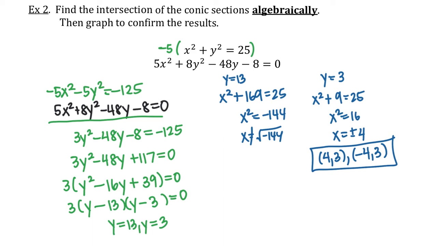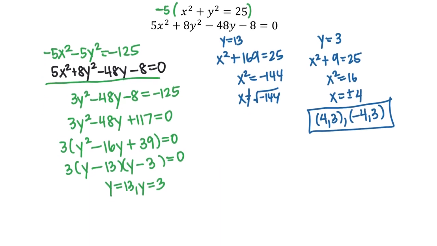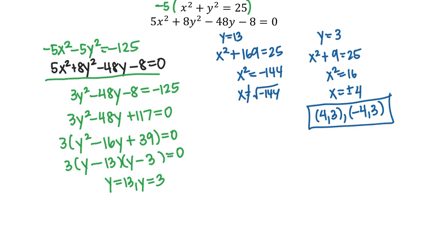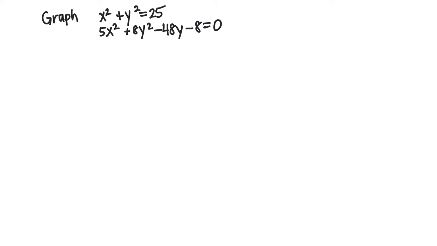Okay, but now that we know how to graph them, I'm going to graph them to make sure that that is in fact where they intersect. I'm going to rewrite the equations below, I think. Okay, so these are my original equations. I'm going to go ahead and graph it. Now the first equation is a circle. I can see that the center is (0, 0) and the radius is 5. So I'm going to go ahead and try to get that one graphed.